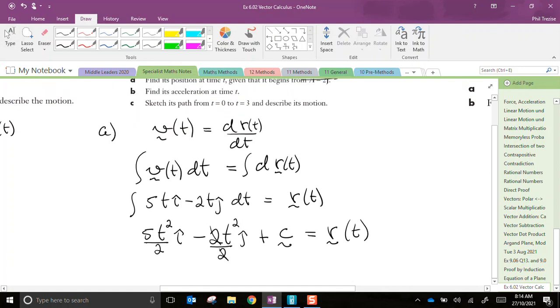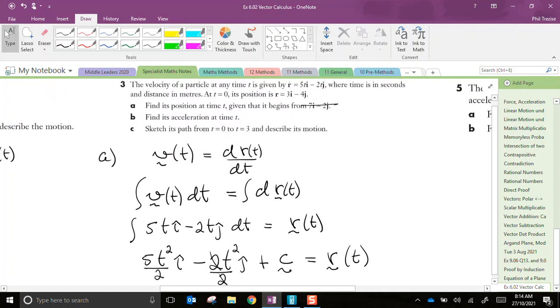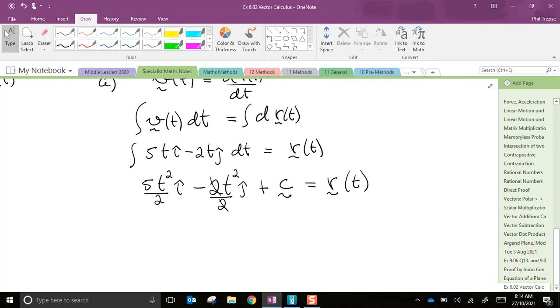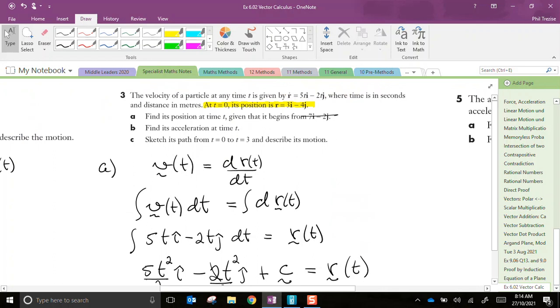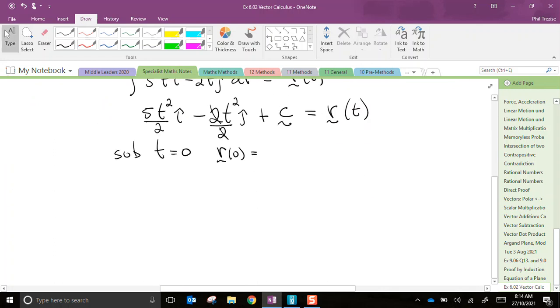So this is the point where we need to use the clue here. Now this is called the initial conditions. So t equals 0 at the start, r equals this. So we will substitute that, and I'll make a little note. Need my normal pen back. We will substitute t equals 0, and they literally told us that the vector for r is 3i take 4j. So let's substitute that into the equation we've got sitting there.